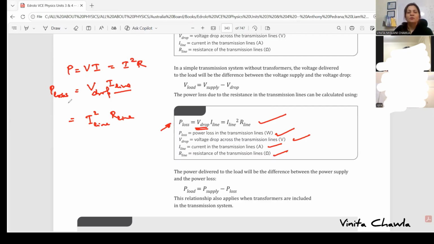And how do we calculate or find the power across the load, if I want to find the power delivered to the load? The power delivered to the load would be the power that we had supplied from the generator, and we subtract the power loss that occurs in the transmission lines. On subtracting, you'll get the power that is delivered to the load.